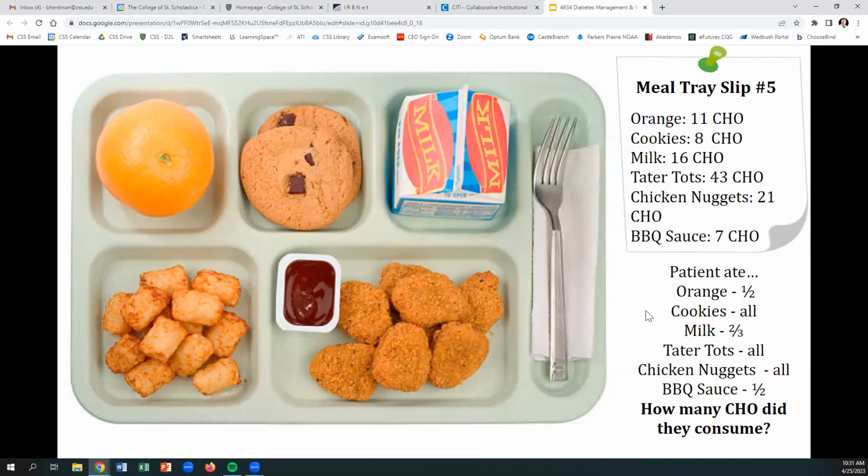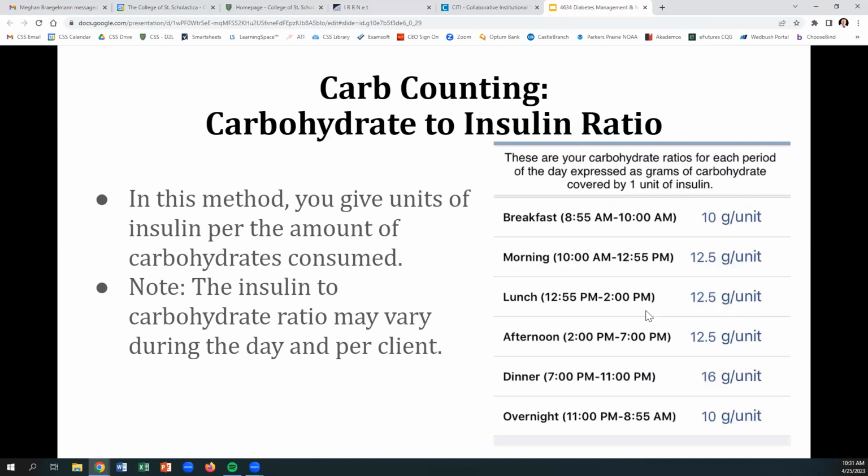So then let's talk about how we get from number of carbohydrates to how much insulin the patient requires. This is something called the carbohydrate to insulin ratio. Now, these ratios can vary depending on the time of the day, depending on the provider, and depending on the patient. So in this method, you give units of insulin per the amount of carbohydrate consumed. And again, this is going to vary depending on the day, the time of day, and the client. And so let's give an example here.